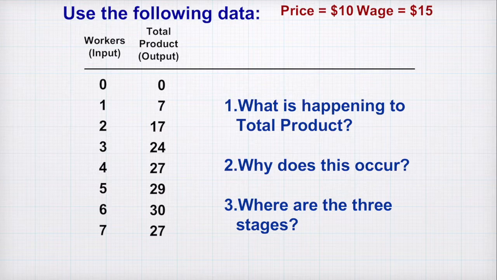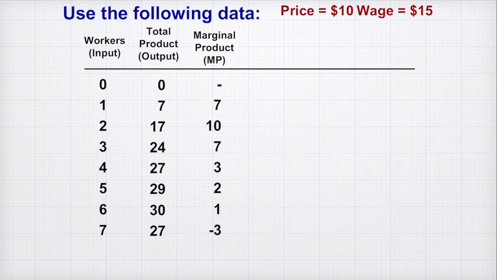A seventh worker has negative marginal returns. Notice that when we hire the seventh worker, our total output actually falls from 30 to 27. So the marginal product there was -3. So worker number 7 is the only one that exhibits negative returns as opposed to diminishing returns. All right, so here are your marginal products, which we will need. Notice we have increasing returns, and then diminishing returns, and then negative returns.